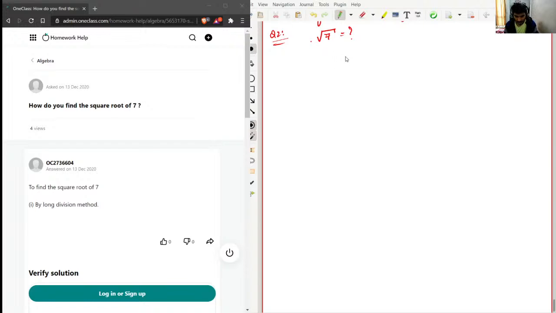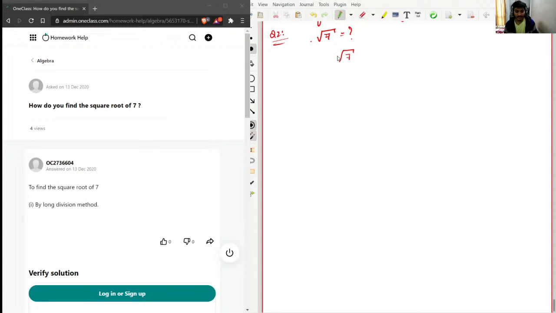One approach that I like is to just calculate root 7 with your calculator. It is much easier than calculating manually. But let's say you do not have a calculator and it is very important for you to find the square root of 7. So what you can do is this.